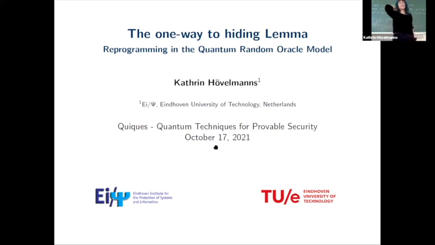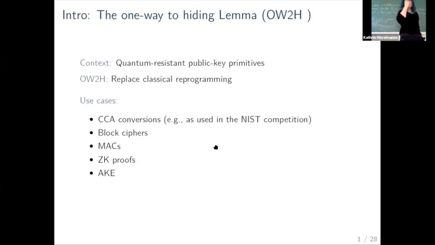Okay, so the one-way to hiding lemma is a proof tool that we encounter in proofs of post-quantum security quite often. Yeah, the context, as I just said, is quantum-resistant public key primitives.